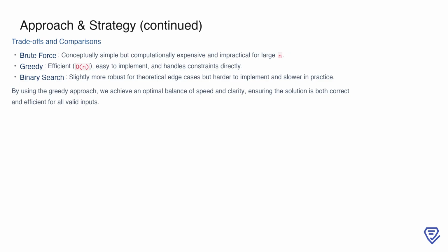By choosing the greedy approach, we achieve an optimal balance between speed and clarity, ensuring that the solution is both correct and efficient for all valid inputs. This makes it the ideal strategy for tackling the problem of finding the missing observations.